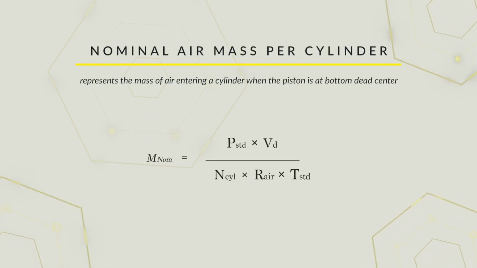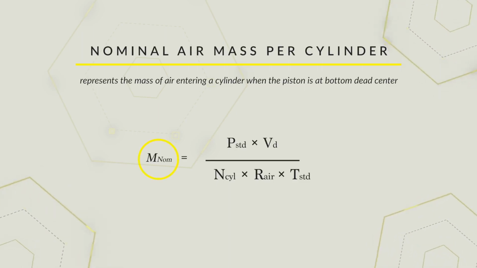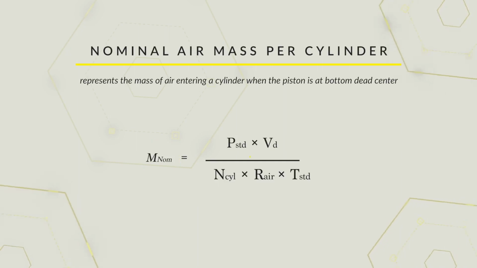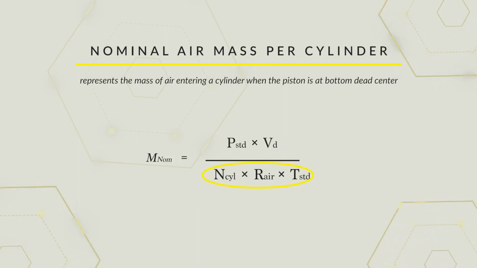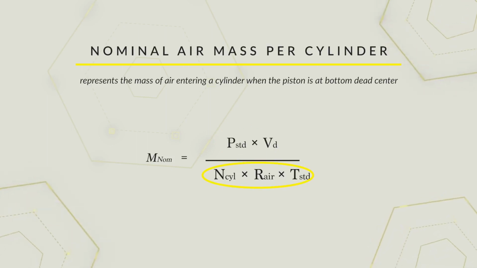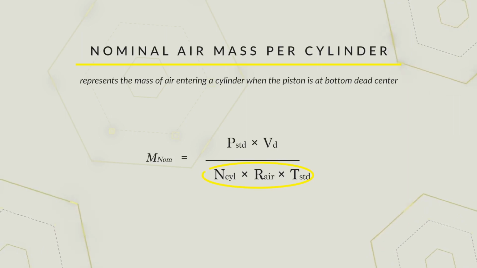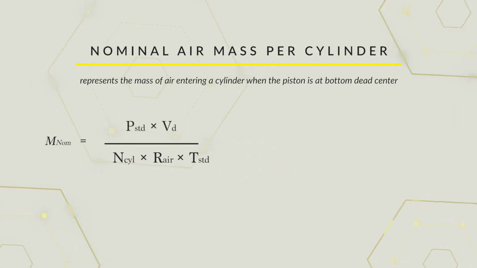Let's immediately take a look at how to calculate it. The formula to calculate the mass of air entering the engine without considering supercharging is to multiply the standard pressure by the volume of the engine, dividing everything by the product of the number of cylinders of the engine, the ideal gas constant, and the standard temperature. Let's analyze this formula in detail by breaking it down into each of its elements.